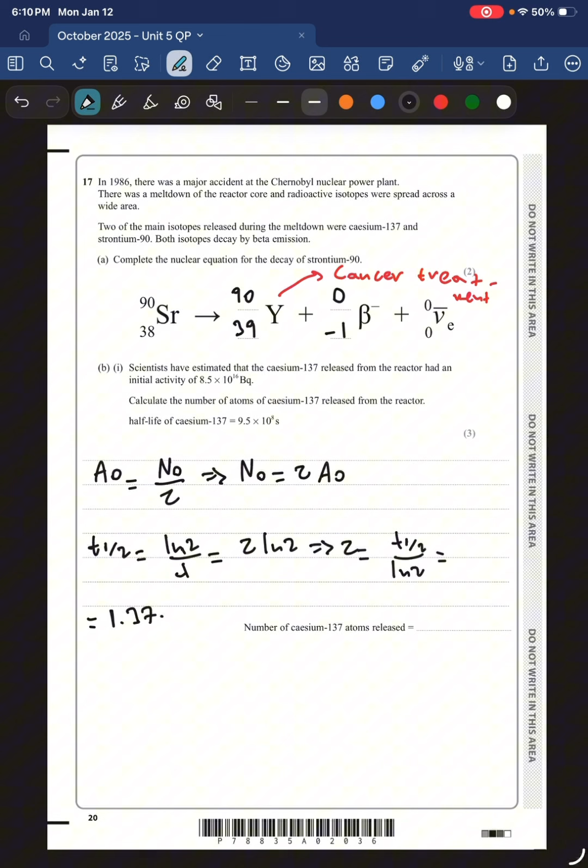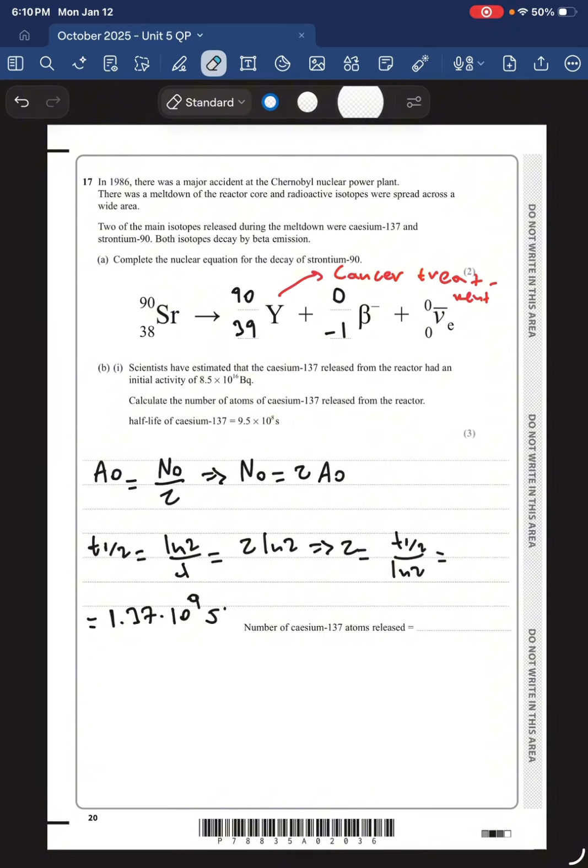That gives 1.37 times 10 to the 9 seconds. No, seconds, I'm sorry. You need seconds to the minus 1 for lambda. And I have a PhD in nuclear physics. I mean, shame on me. So anyway, you see, people make mistakes.